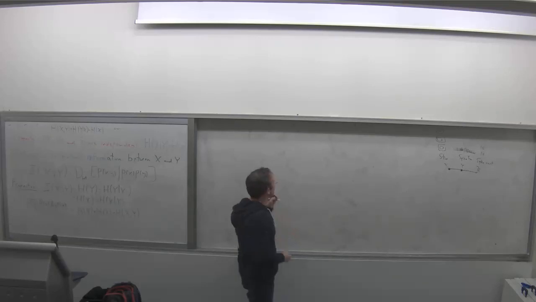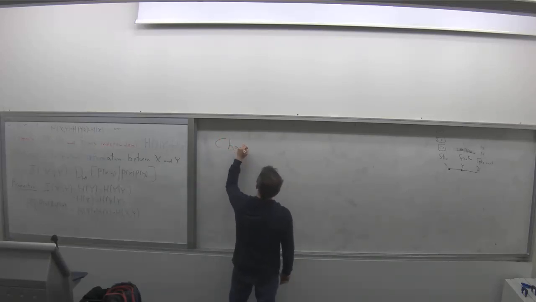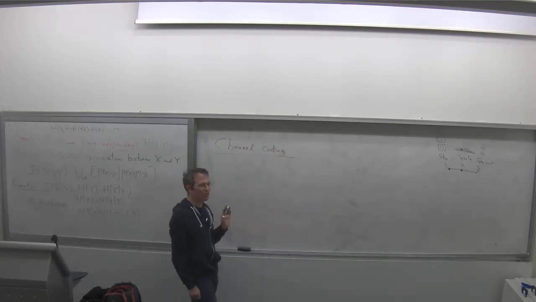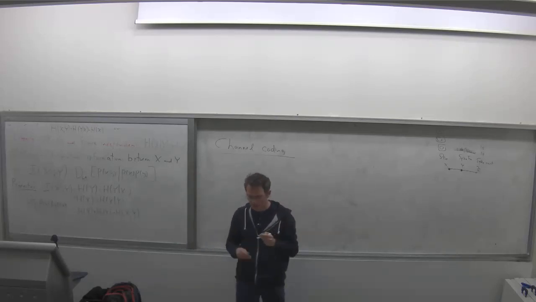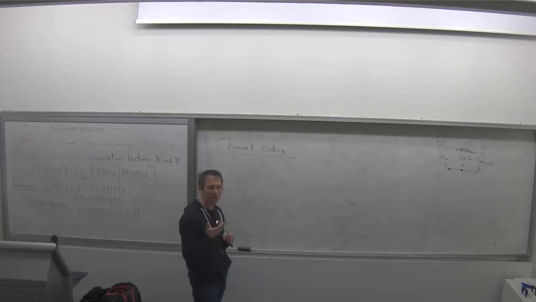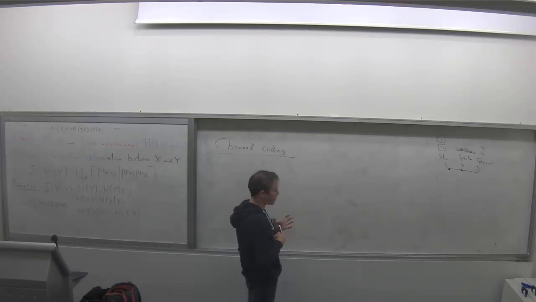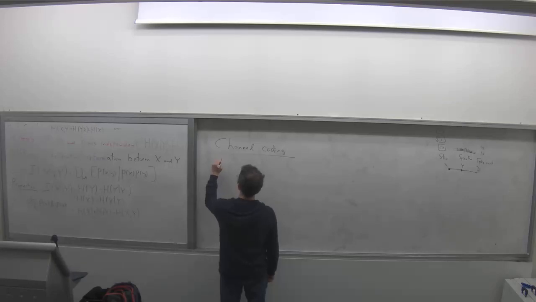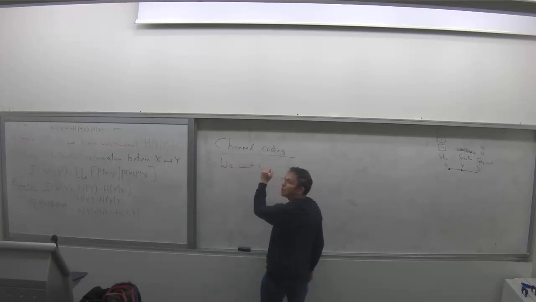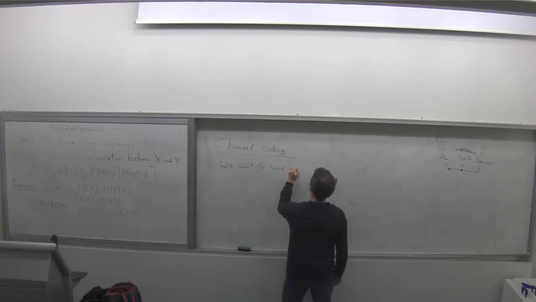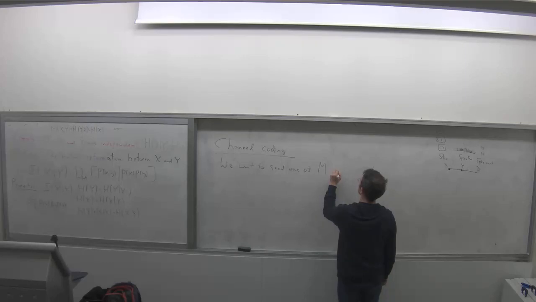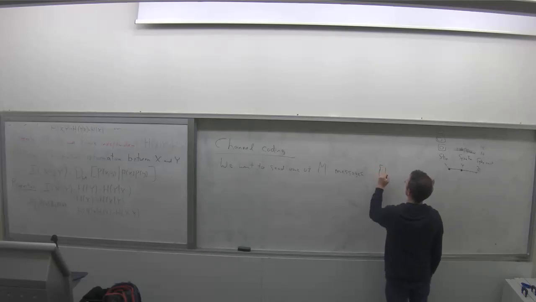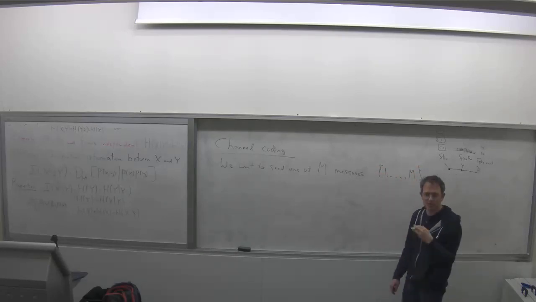So I want to go back to the problem of channel coding. The point in presenting this theorem to you, this noisy channel coding theorem, is just to give you another interpretation of what information is. And I think it's important to know. So the setting is that we want to send one of capital M messages. So we have messages 1 to M that we want to send to someone.